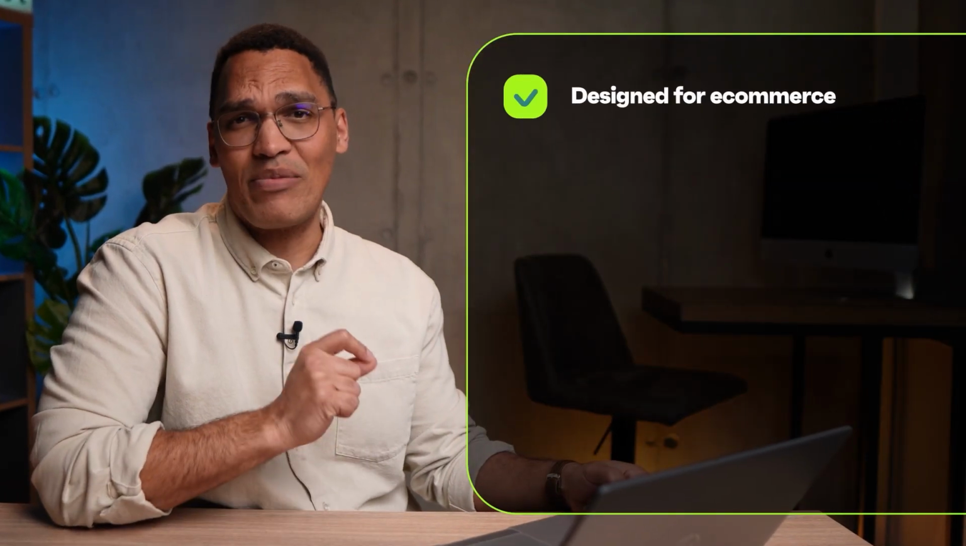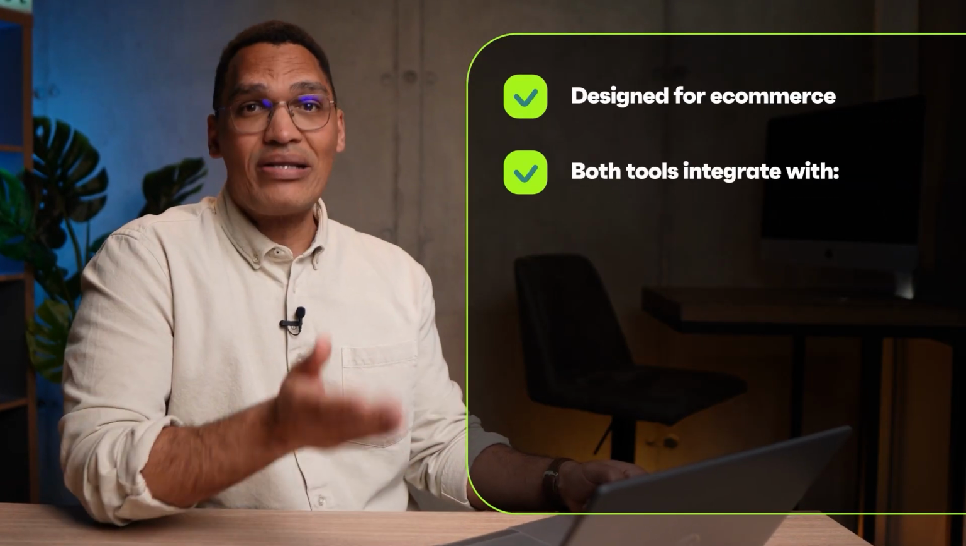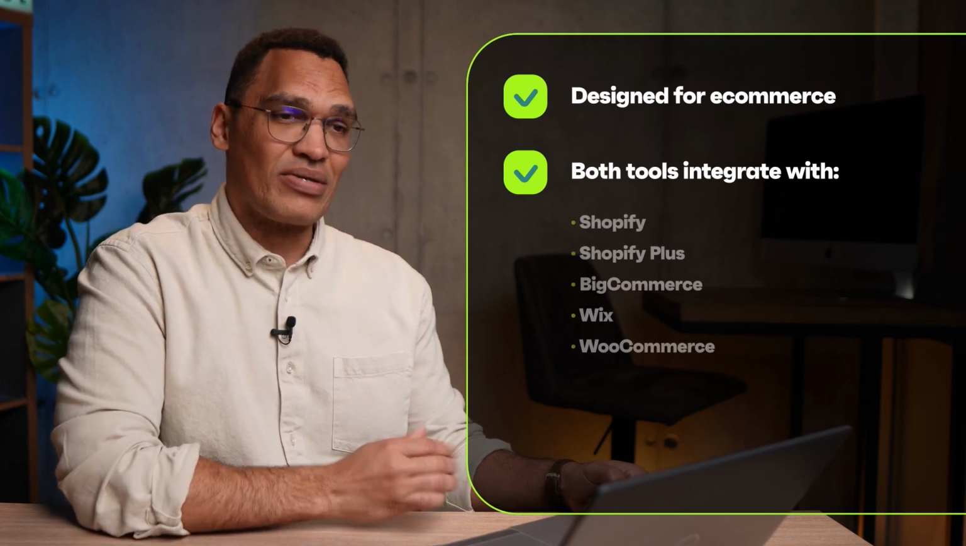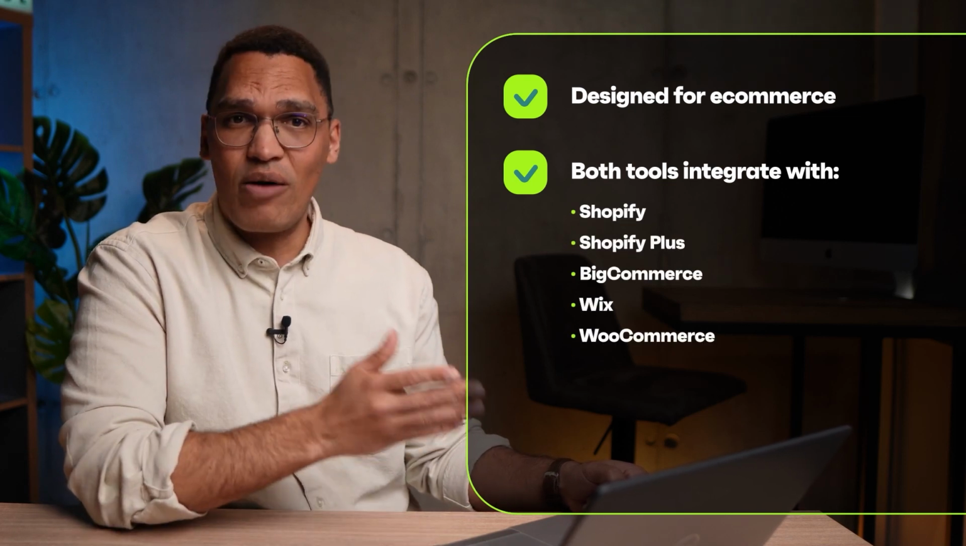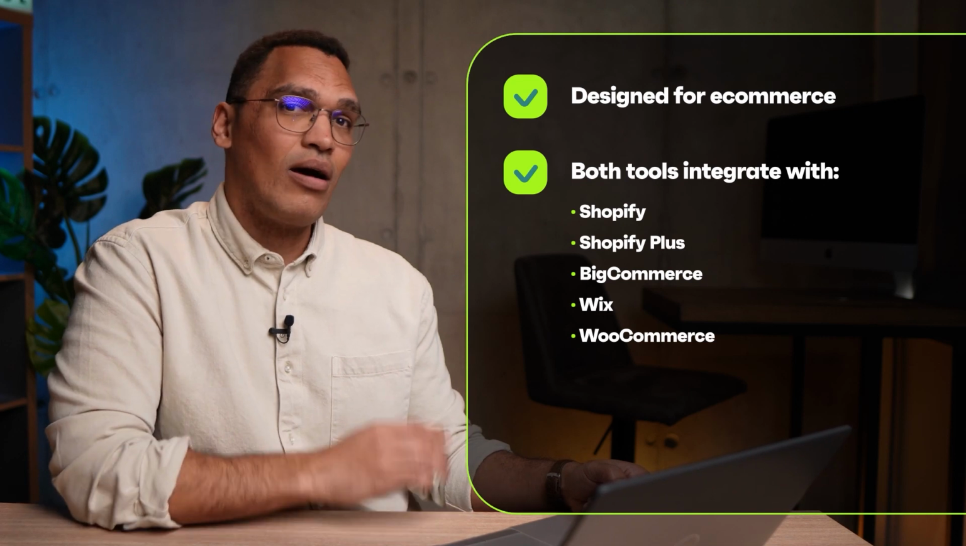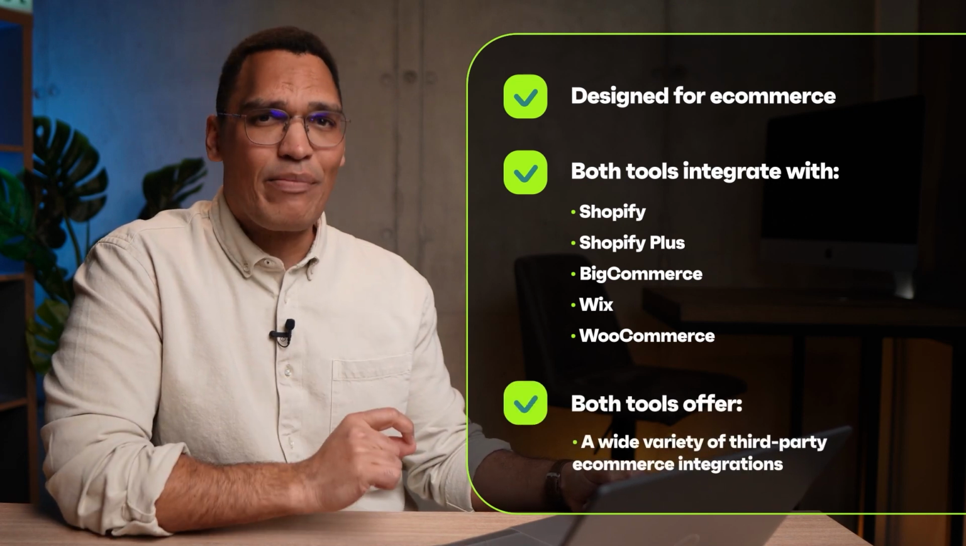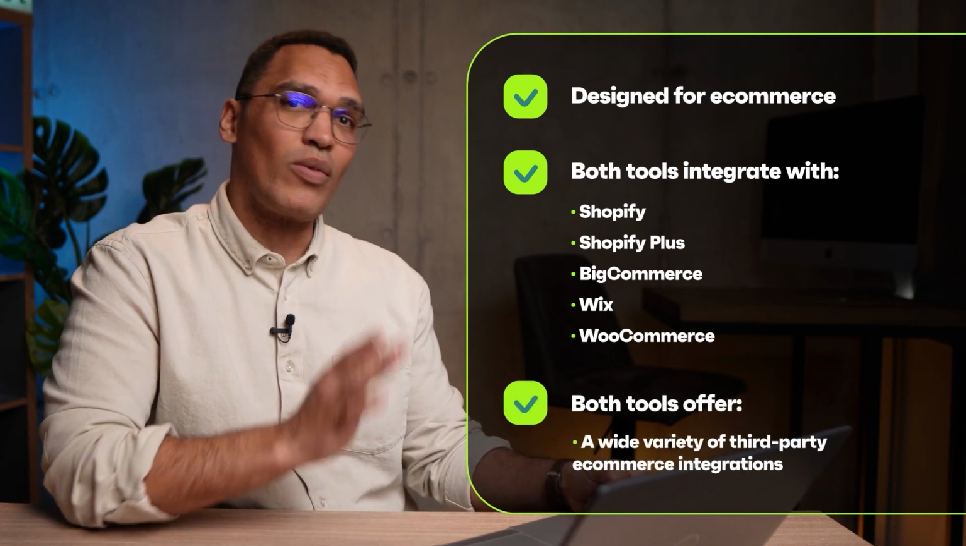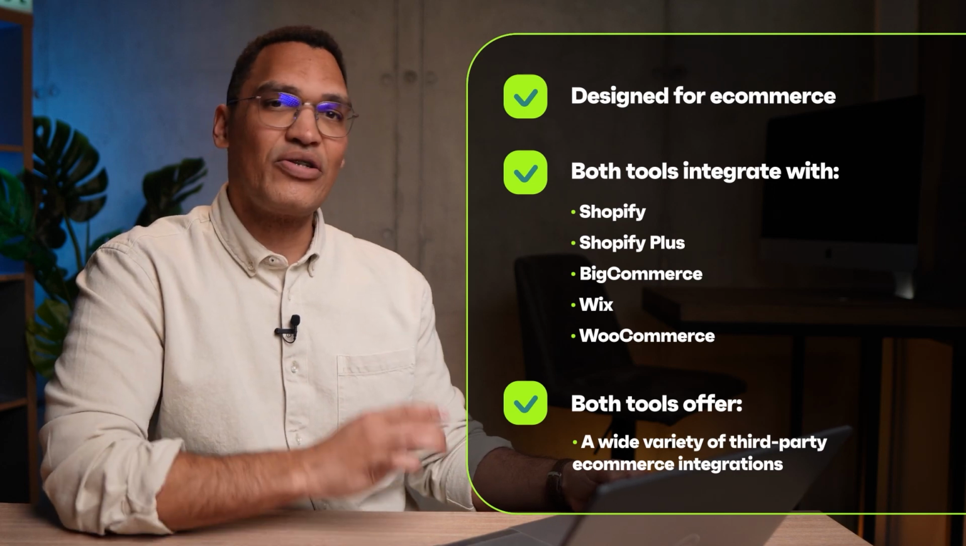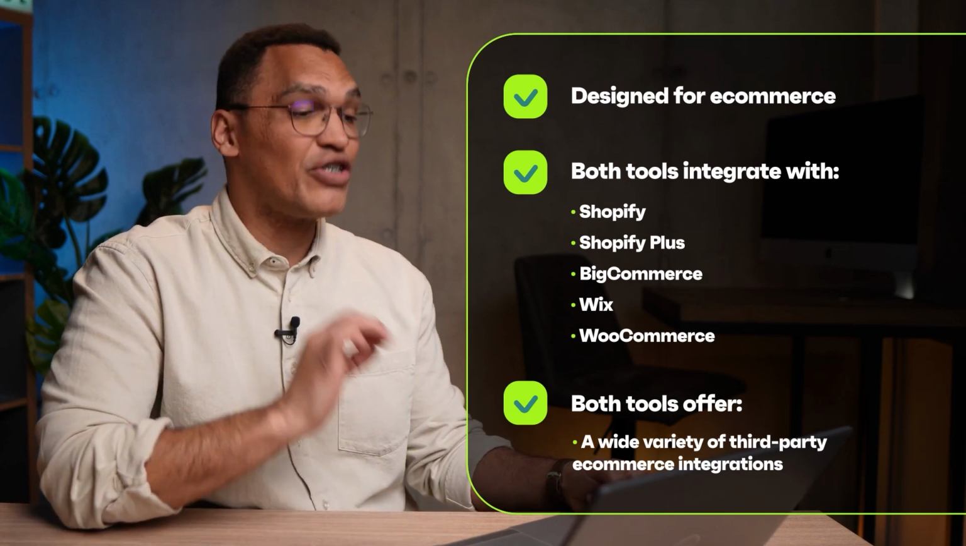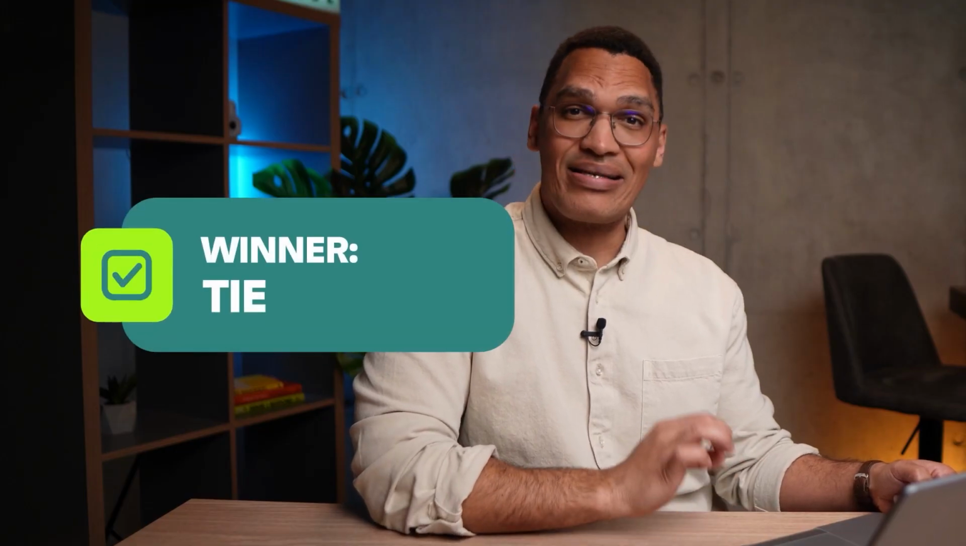Let's kick off things by looking at who each platform is built for. Both Omnisend and Klaviyo are seen as specifically designed for e-commerce businesses. That's why both integrate seamlessly with the biggest e-commerce platforms such as Shopify, Shopify Plus, BigCommerce, Wix, and WooCommerce. Both also offer an impressive amount of third-party integrations ranging from loyalty and rewards programs to shipping, tracking providers, and checkout services. So far, both tools seem pretty similar and stack up pretty evenly against one another.